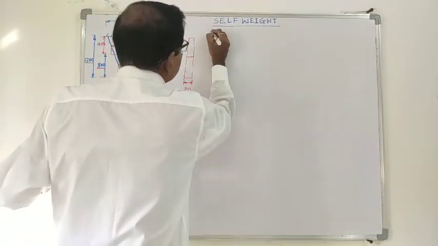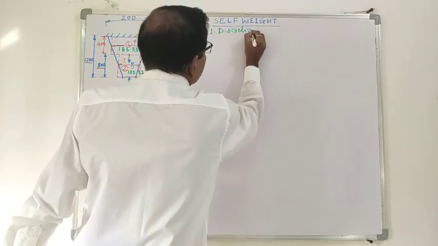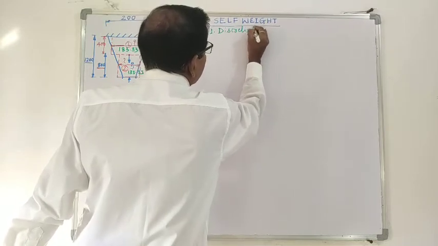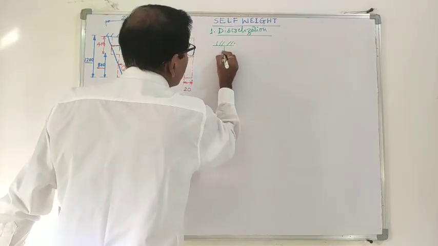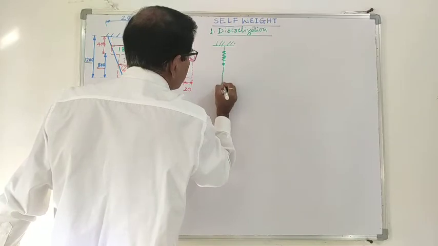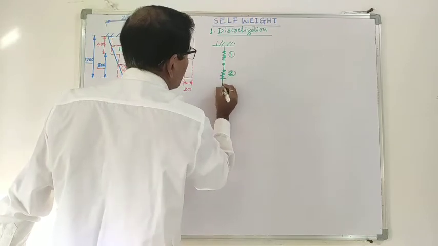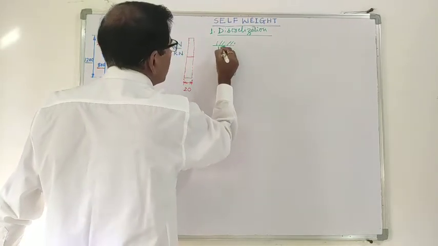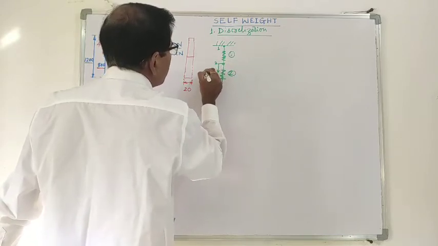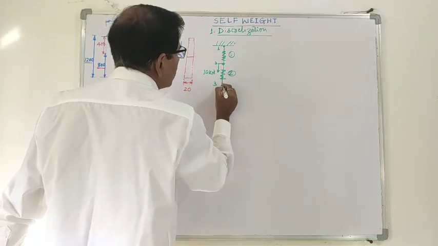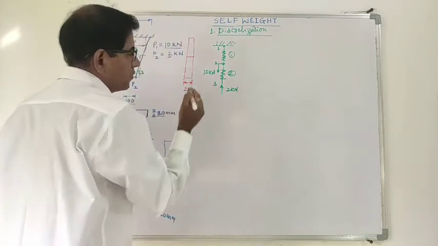Here we discretize it first. First is discretization. So here we have discretized it into two elements, element 1, element 2. This is node number 1, node number 2, node number 3, and then there is a force of 10 kilonewton in downward direction, and there is upward force of 2 kilonewton in upward direction.